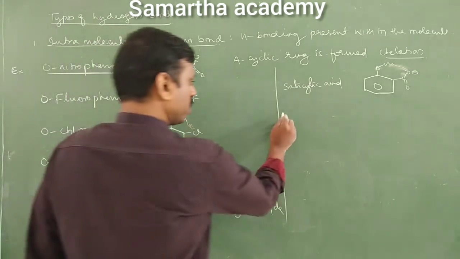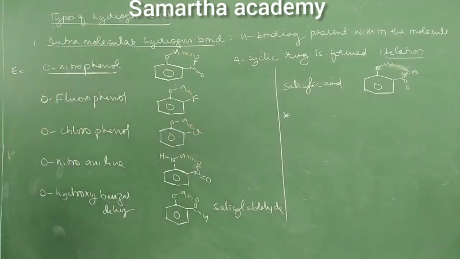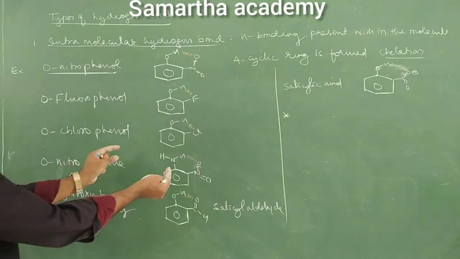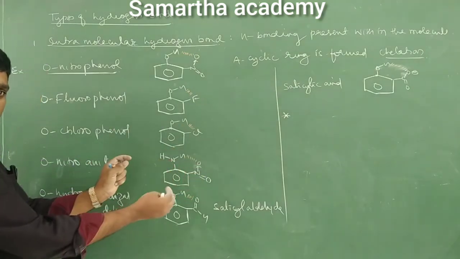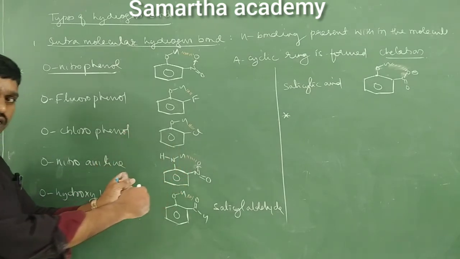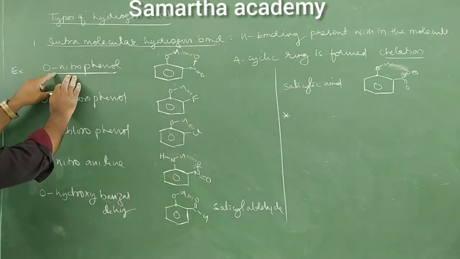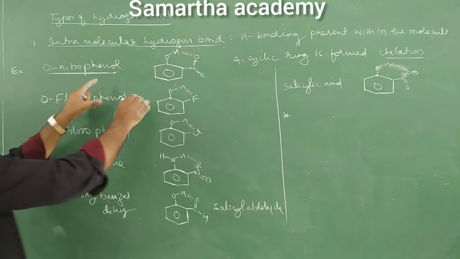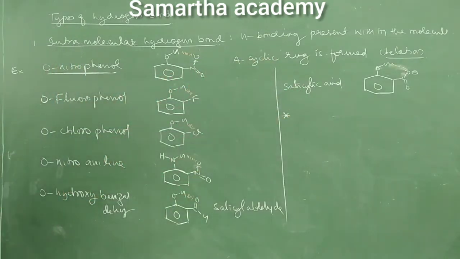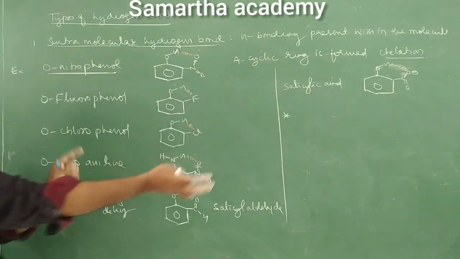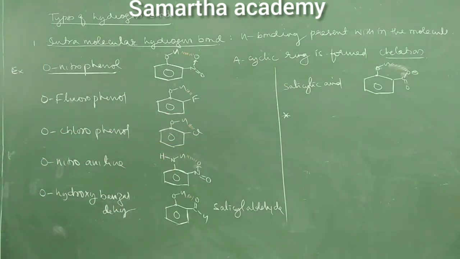Next, one important point about intra. Since hydrogen bonding takes place within the molecule, is there any possibility of association of many molecules? For example, orthonitrophenol. Can this orthonitrophenol associate with other orthonitrophenol? No. That means association of molecules does not take place. Whereas we have studied HF. In HF, how many molecules are associated? 6. Is that possible here? No. Association of molecules is not possible because of intramolecular hydrogen bonding.